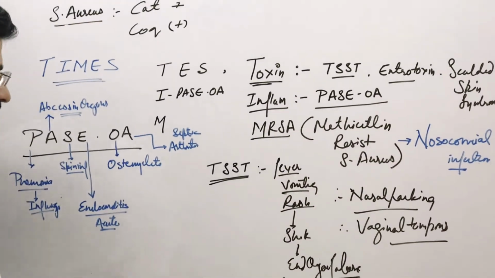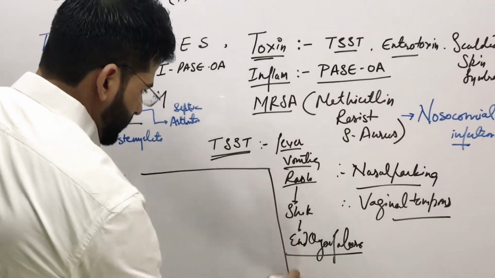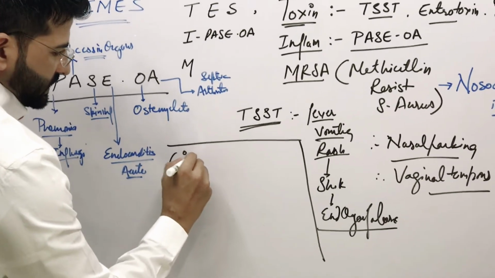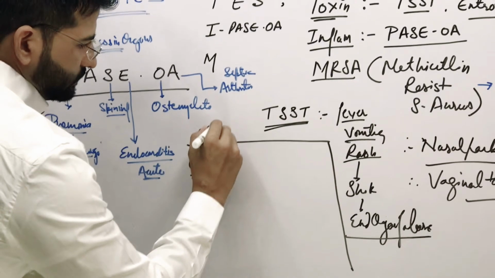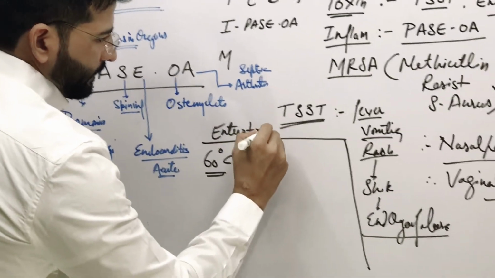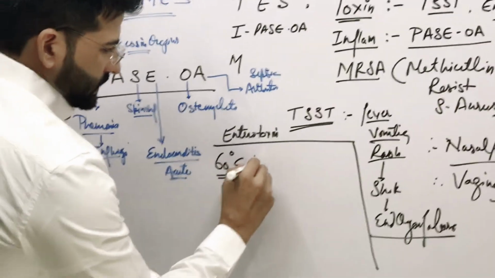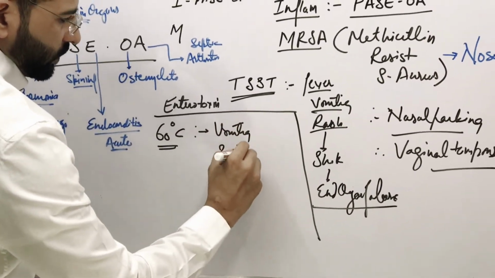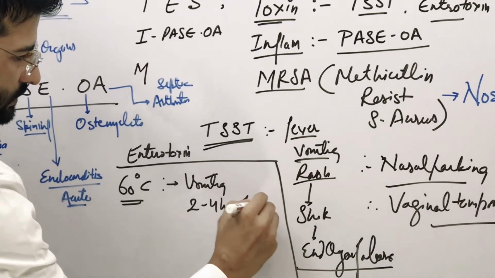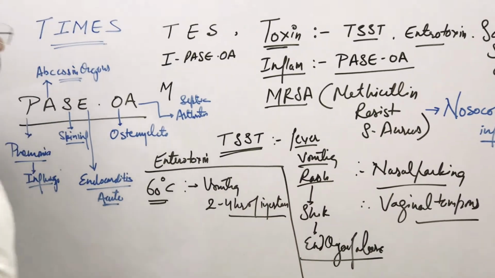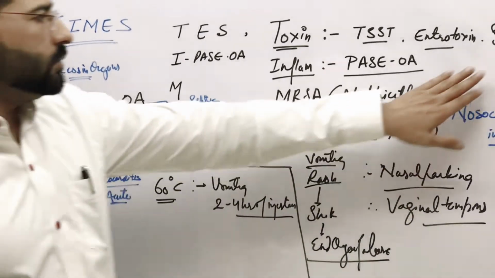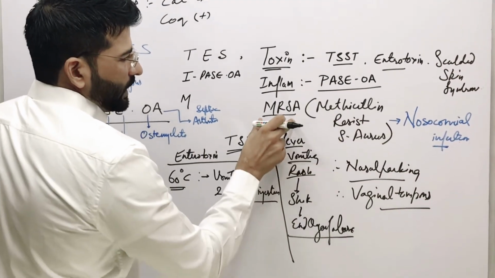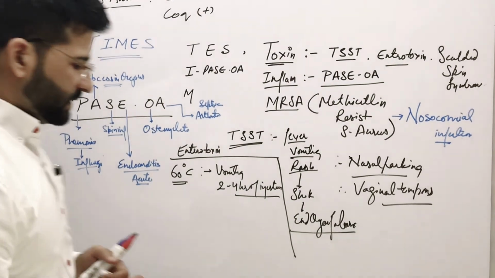Enterotoxin of the Staph aureus is very important to remember because it is not destroyed like other exotoxins, even at 60 degrees Celsius. And this will produce vomiting within 2 to 4 hours of ingestion of the toxin. Scalded skin syndrome is the third, which is also produced by a toxin. Inflammatory is PACE OA and methicillin resistant aureus is nosocomial infection.